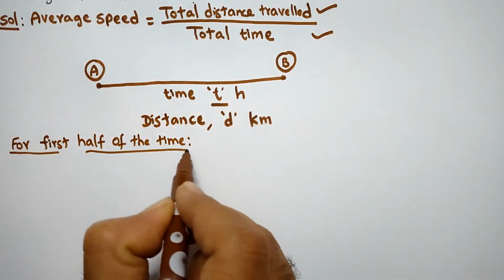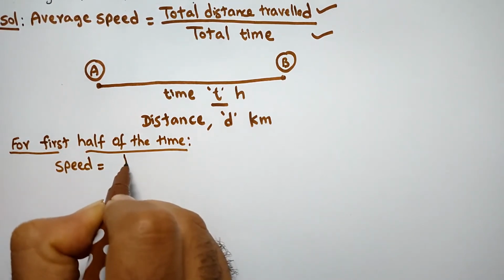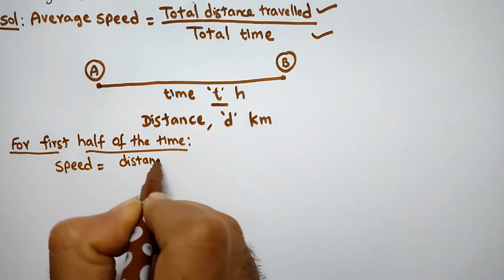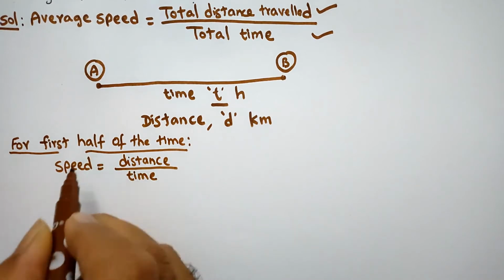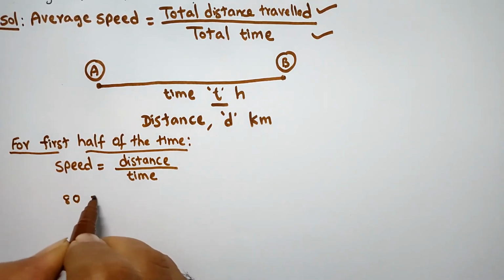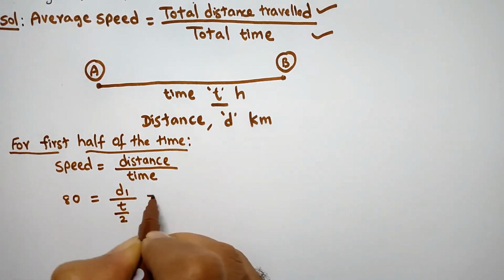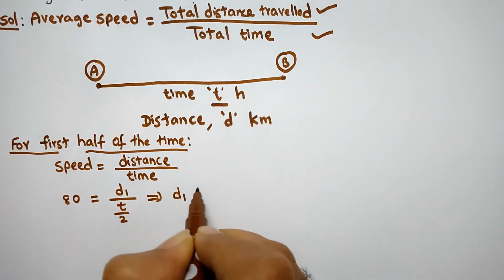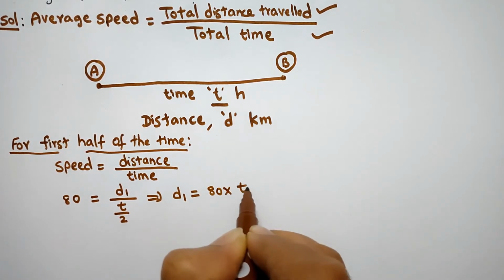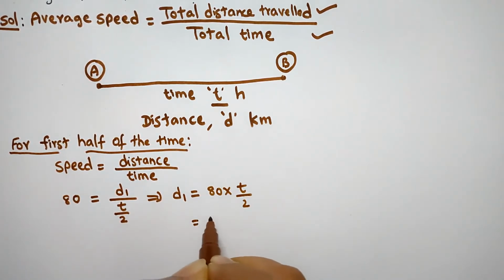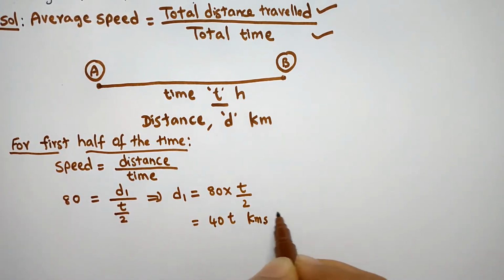Now let us find the distance traveled by the car for first half of the time. We know that speed is equal to distance by time, and for half of the time the car has traveled with 80 kilometers per hour speed, and we don't know the distance, let it be d1, and half of the time, so t by 2. From this we get d1 is equal to 80 into t by 2. So finally the distance traveled by the car for first half of the time is 40 kilometers.